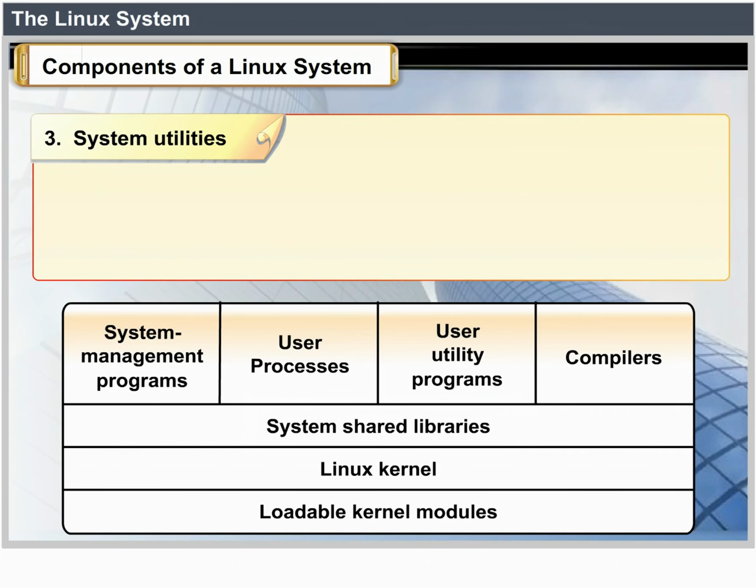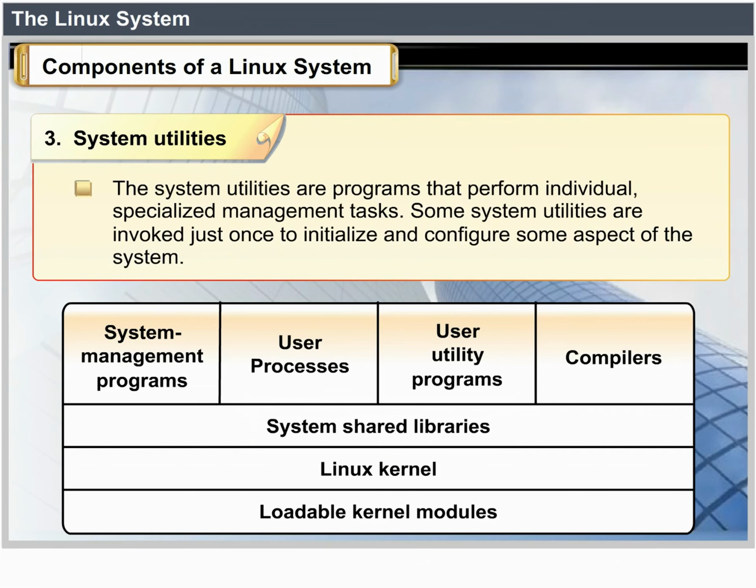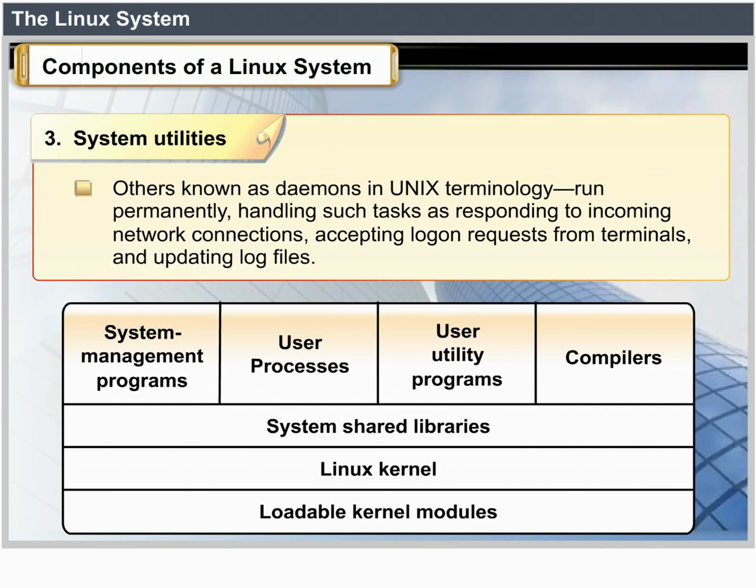System utilities. The system utilities are programs that perform individual, specialized management tasks. Some system utilities are invoked just once to initialize and configure some aspects of the system. Others, known as daemons in Unix terminology, run permanently, handling such tasks as responding to incoming network connections, accepting logon requests from terminals, and updating log files.